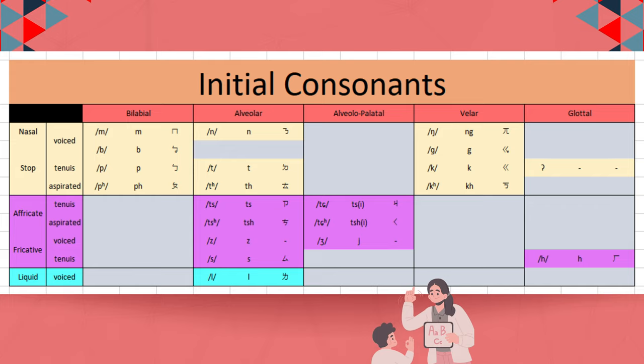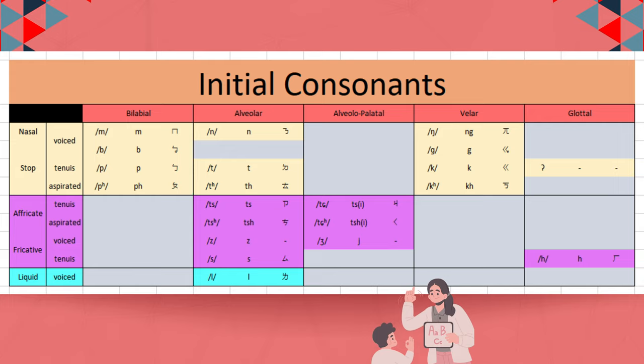TS can represent two sounds. The sound za is similar to the letter Z in Mandarin Pinyin. And the sound Z is similar to the letter J in Mandarin Pinyin. If the vowel that comes after TS is I, then the sound Z is used. If it is any other vowel, then the sound za is used. Za, ze, zo, zu.